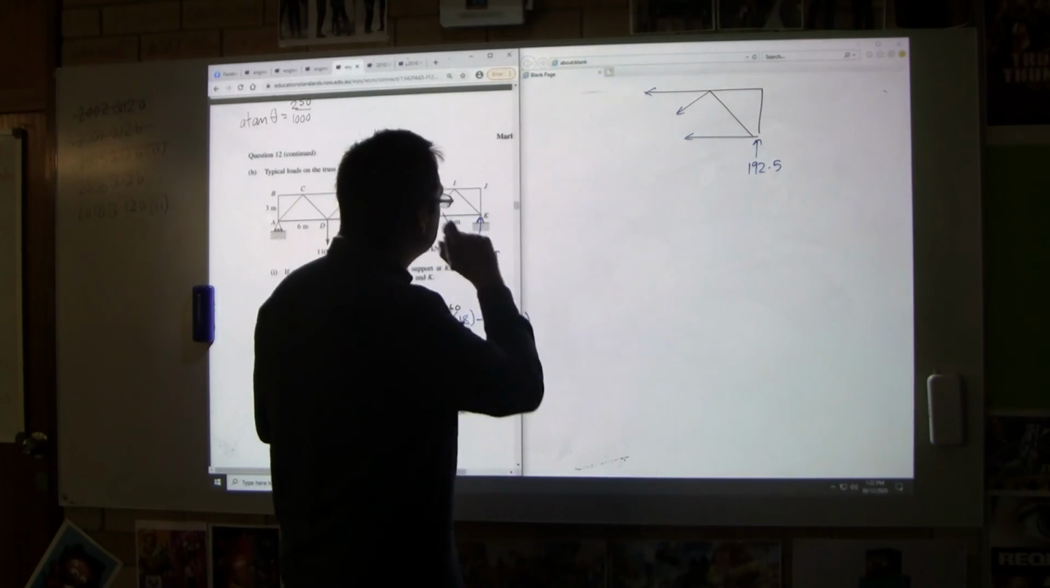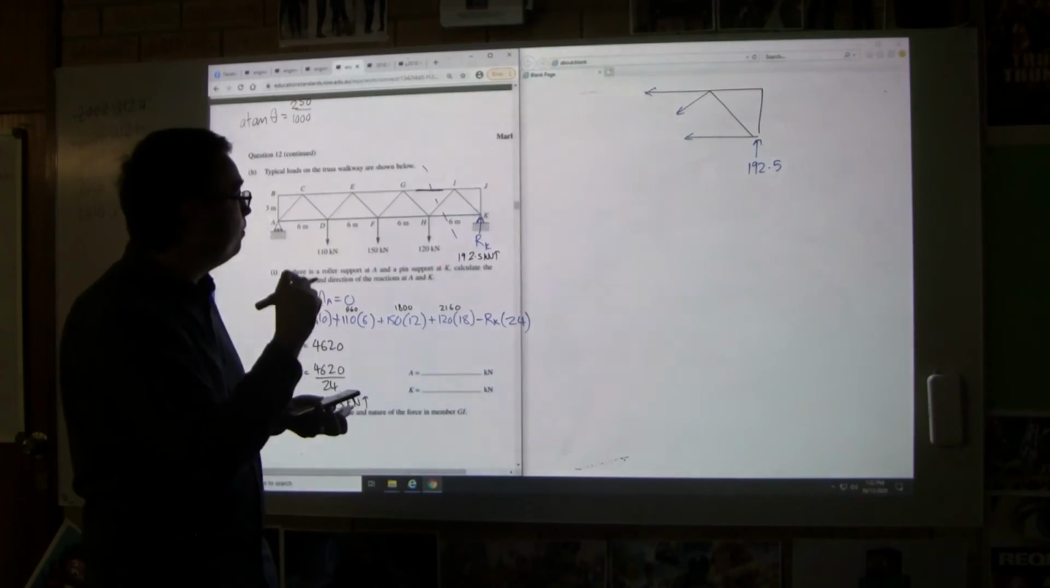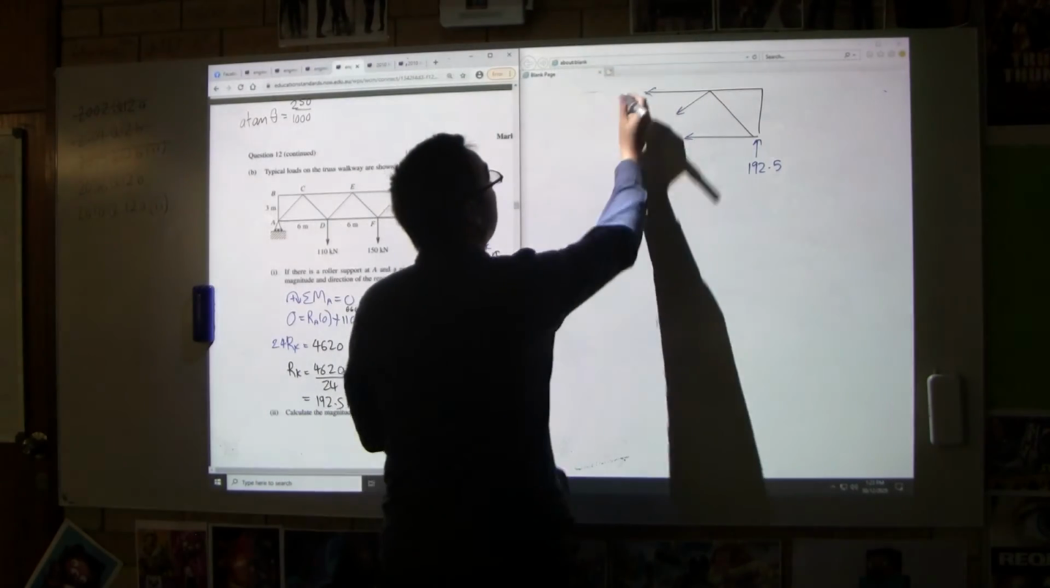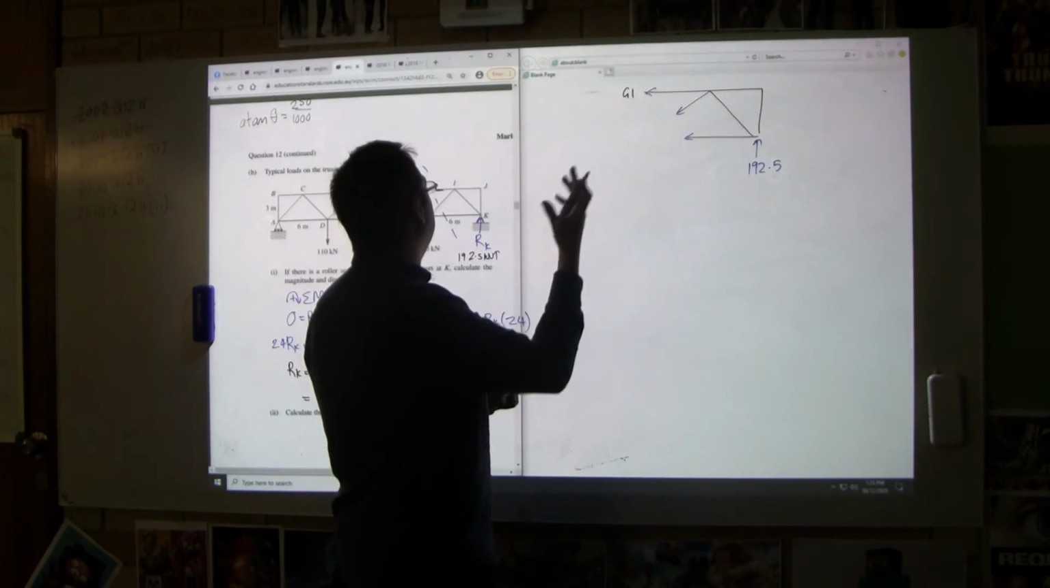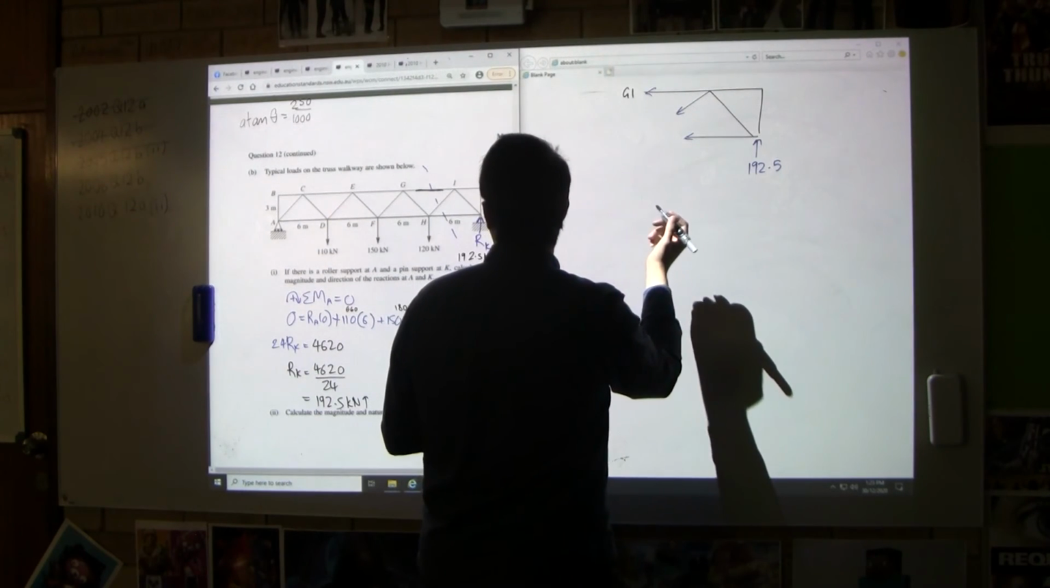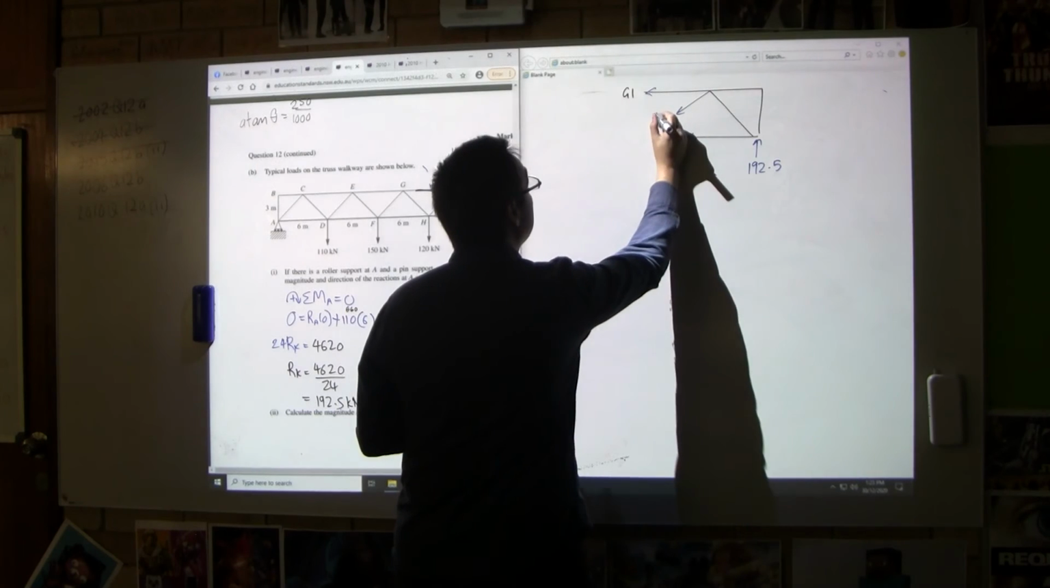Is the key here. Okay, so now that we're off that point, we are trying to find GI. We've also got HI and HK.